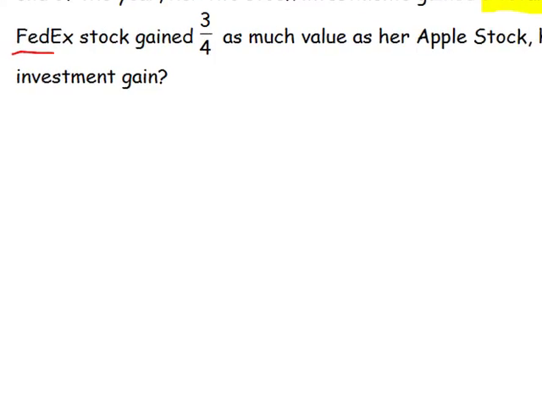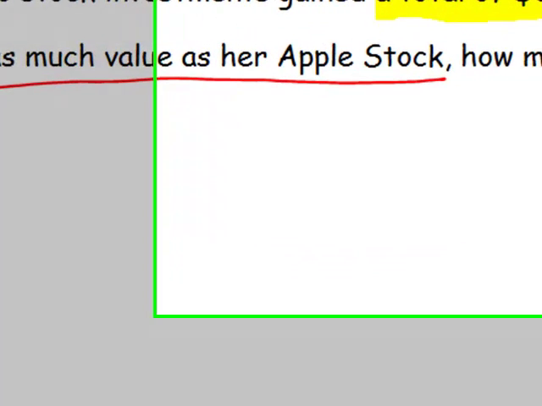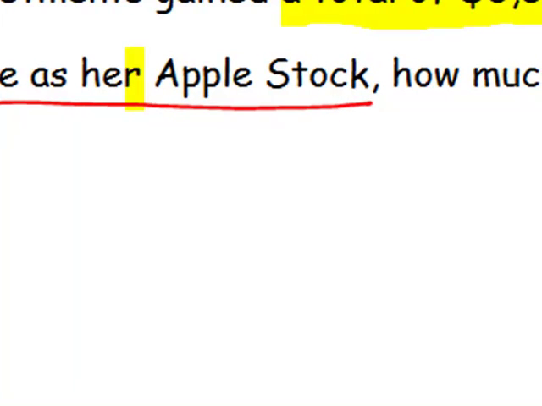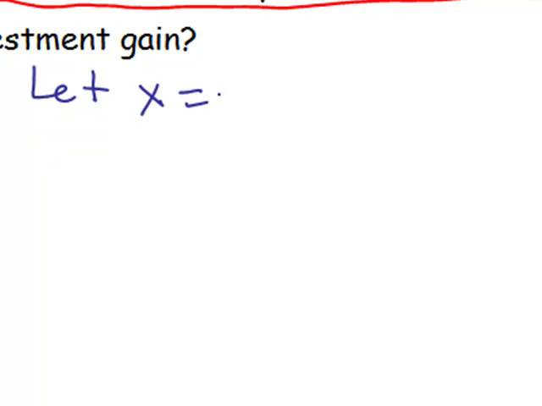Right here is our sentence of comparison. And recall that whenever we have a sentence of comparison, it's always the second one mentioned, in this case Apple stock, that is represented by X. I'm going to write here now, let X equal Apple. And for us, what that means is the amount of money or the amount of value that the Apple stock increased during the year.